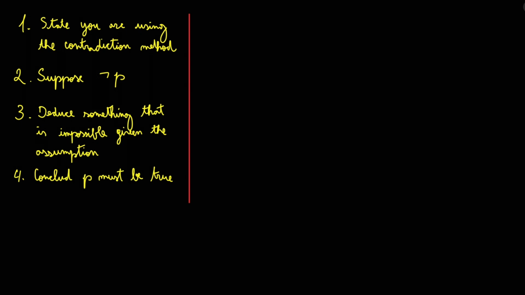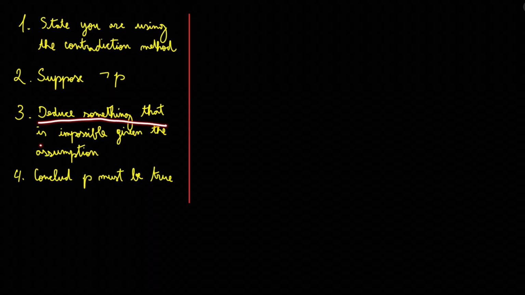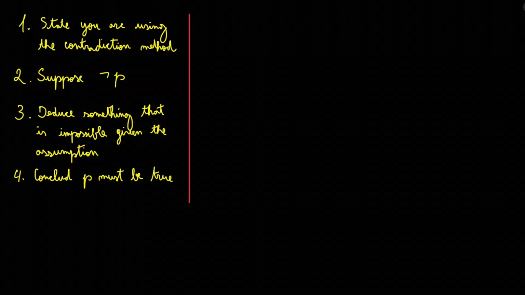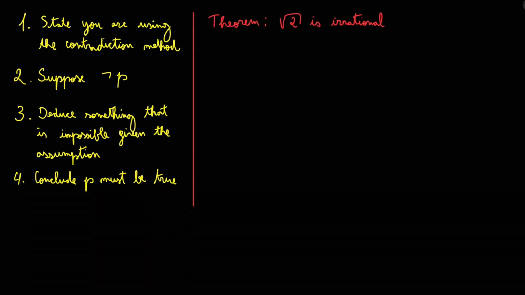First, as a good practice in all kinds of proofs, write that you're using the contradiction method. Then, suppose the proposition you're trying to prove is false. Deduce something that is impossible given your initial supposition, which finally will lead you to the conclusion that the proposition is actually true. Let's see an example. Let's prove the theorem that says that the square root of 2 is irrational using contradiction.